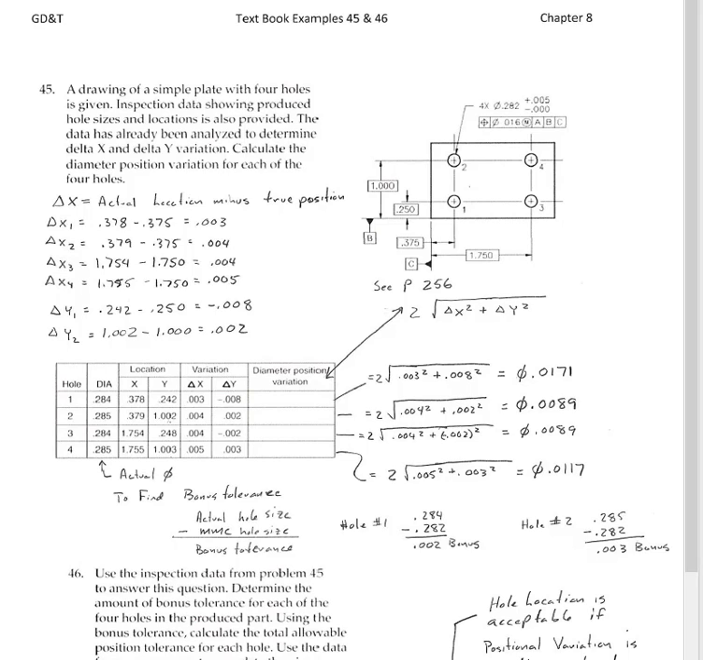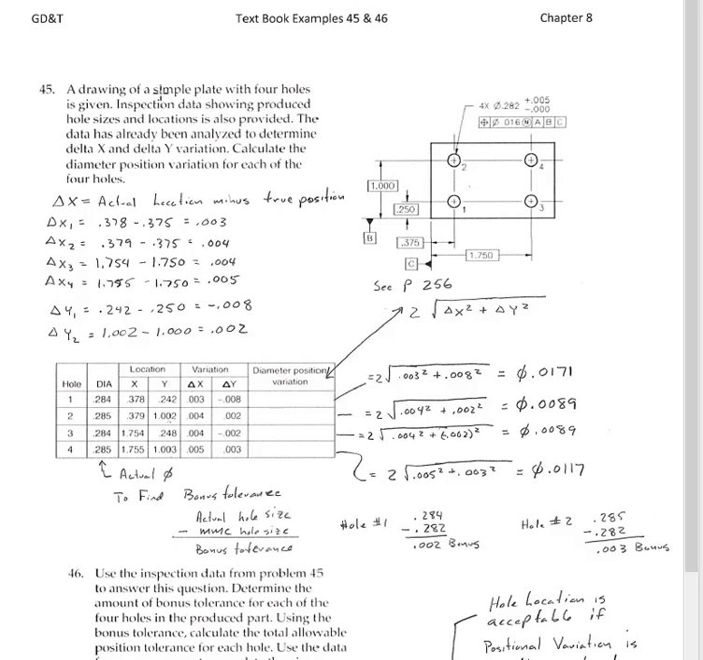Okay, so first of all, we're given this drawing here with these 4 holes, and the 4 holes are located to datums A, B, and C by this feature control frame here. It has an MMC modifier in the positional tolerance, and it has a diametrical tolerance of 16 thousandths. And it also has a hole size here that gives us a maximum material condition of 0.282.